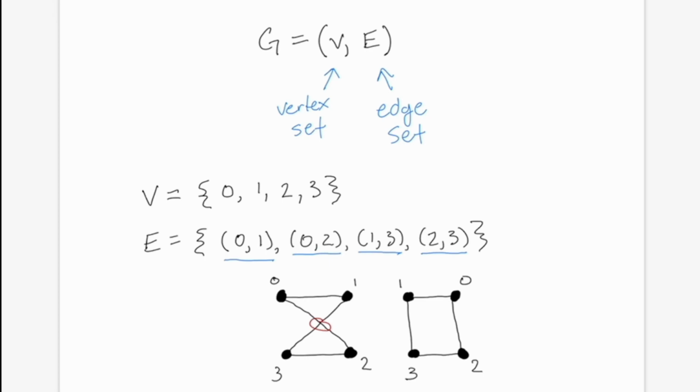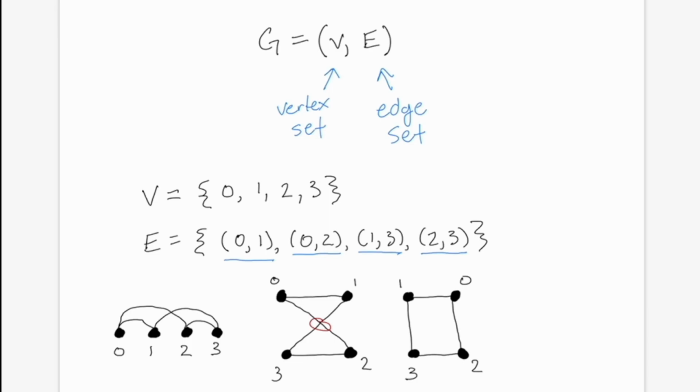I could even get a little crazier if I wanted to. For example, I could draw the 4 vertices in a straight line. Here's 0, 1, 2, 3, and draw my edges like this. Here's 0, 1, here's 0, 2, here's 1, 3, here's 2, 3. This is another way to represent the same graph graphically.